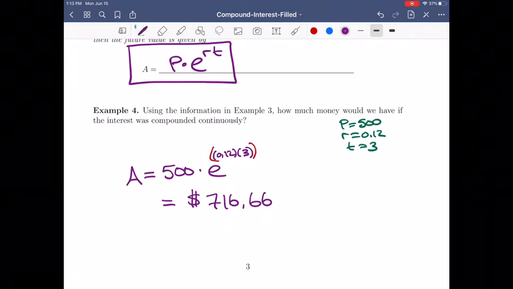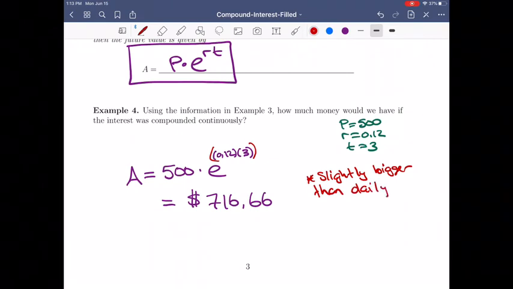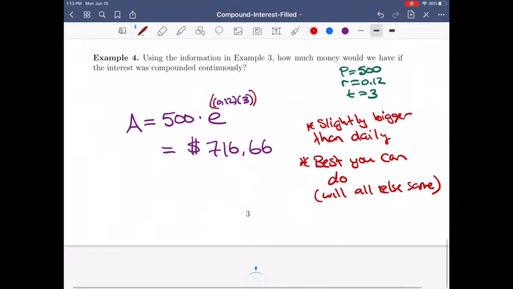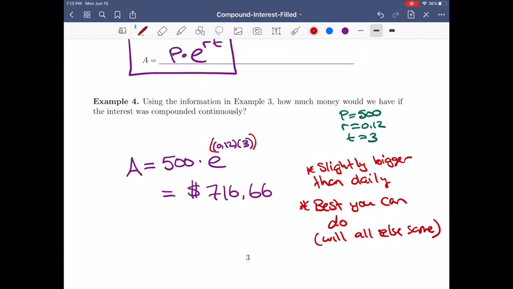Either way, you should get $716.66. This is slightly bigger than the daily total that we got, and it's the best you can do with all else the same. So that's when the number of compounding periods is as big as possible.